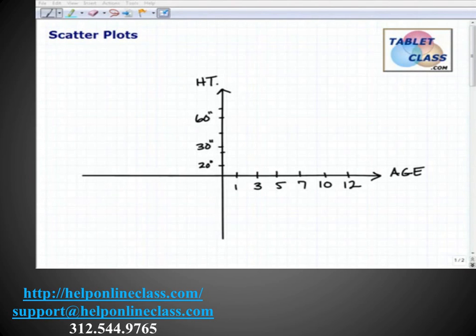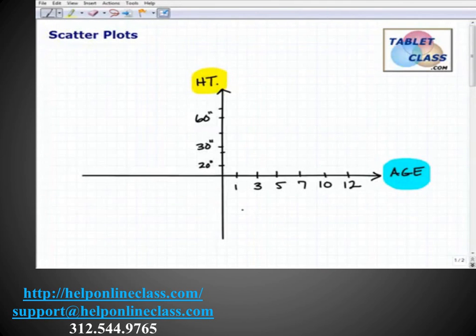just to hopefully illustrate the main concept behind the scatter plot and some of the terminology that goes along with it, and hopefully you'll find this of value if you're studying scatter plots. Okay, so here I have an XY axis set up, and on my x-axis I have age, and my y-axis I have height.